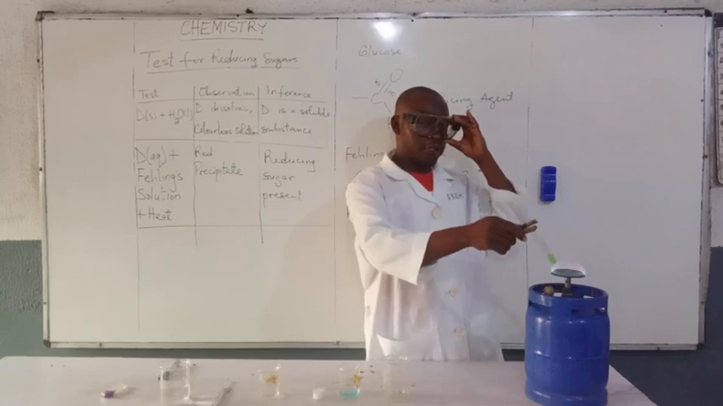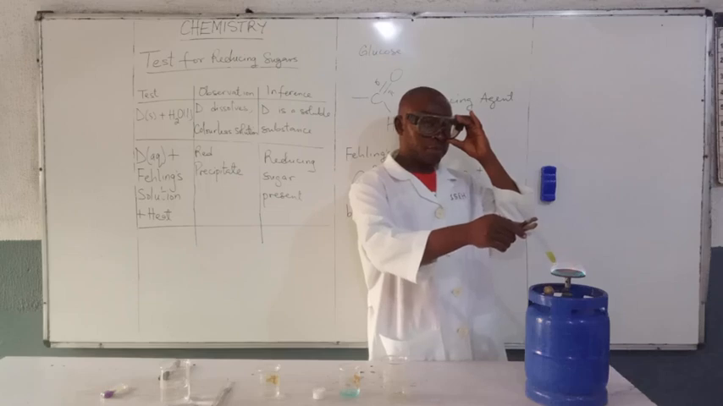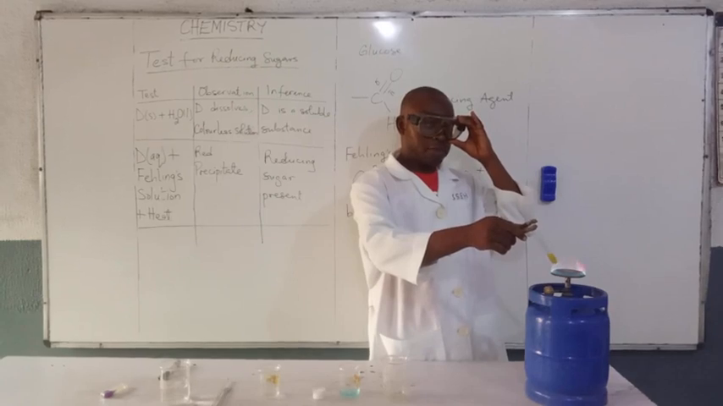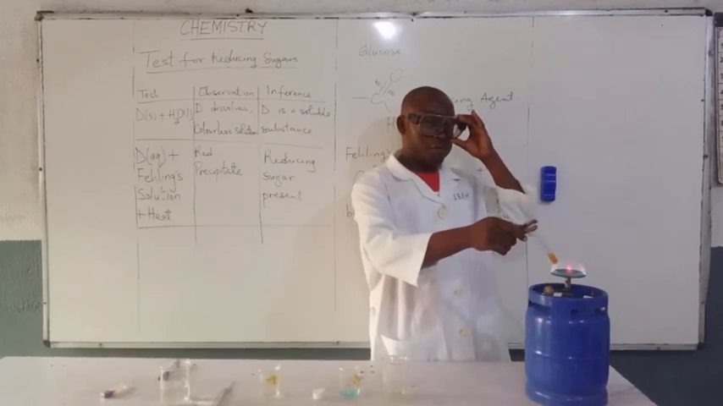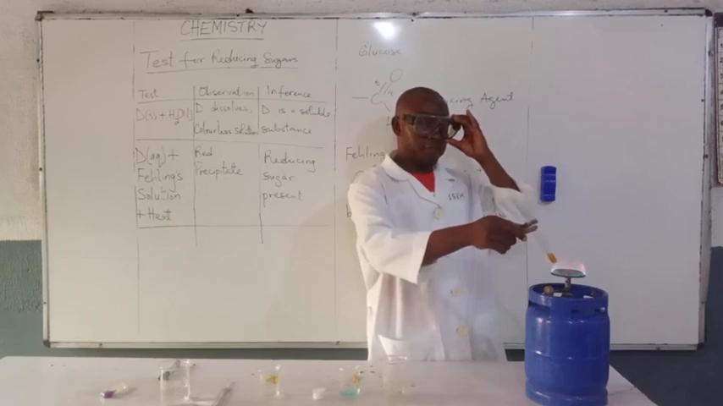Watch closely. Are you seeing any color change? Do you observe any color change so far? Students, are you observing any color change? Myself, I'm observing some color change. What color are you observing now? Is the blue color of Fehling solution, which is due to copper 2 ion, still there? Is it still present? What color are you observing now?